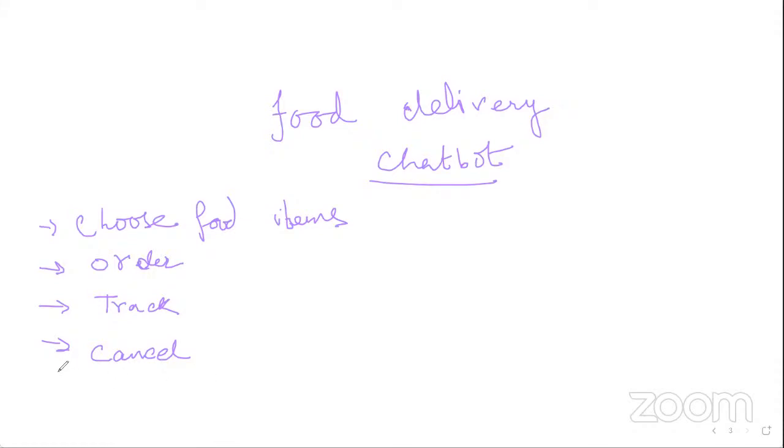And the fourth one could be reorder. The fifth one could be feedback, feedback on your entire delivery. So these are the important points, or important domains, on which your conversation will rely. Whenever you build a chatbot, this is the sort of conversation you will have with it.